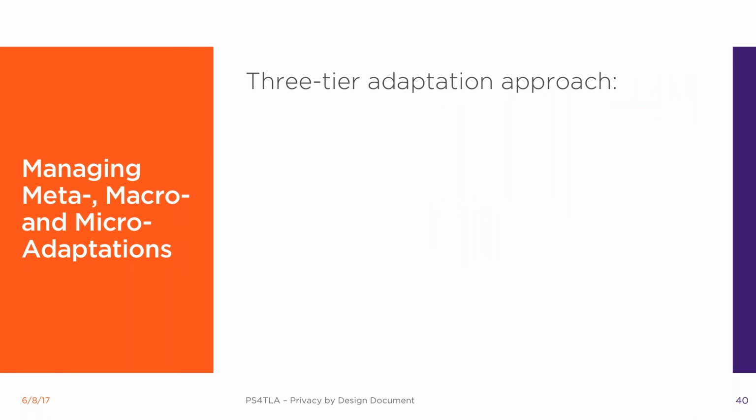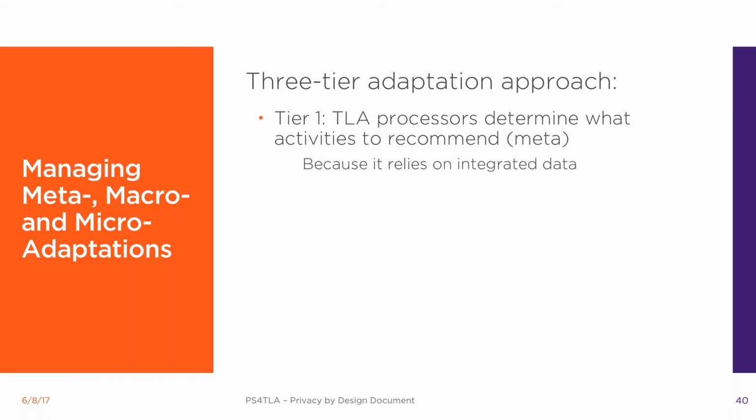So given these 3 types of adaptations, which component should be responsible for which type of adaptation? Because we talked about this idea of meta, macro, and micro adaptations. I believe that the TLA processors should be responsible for meta adaptations because these adaptations require knowledge of the user's overall learning profile. And I don't think that apps themselves necessarily need to be responsible for this aspect. It's the overall architecture that should decide which application should be activated next.